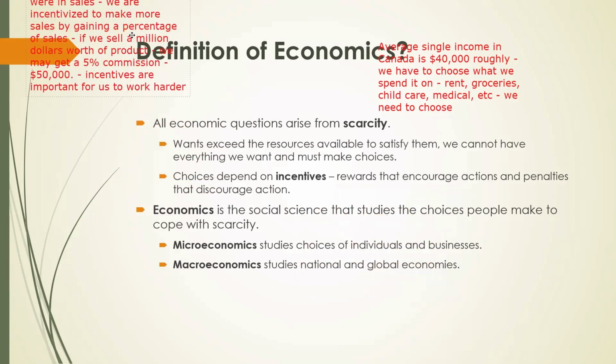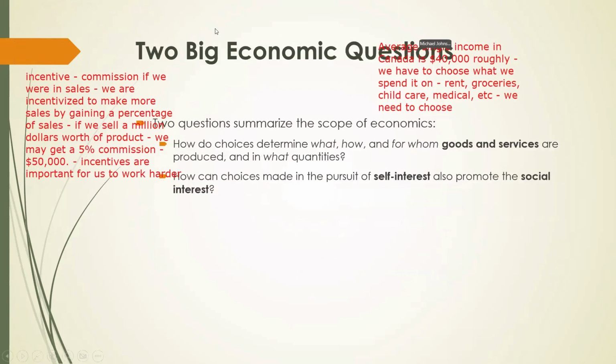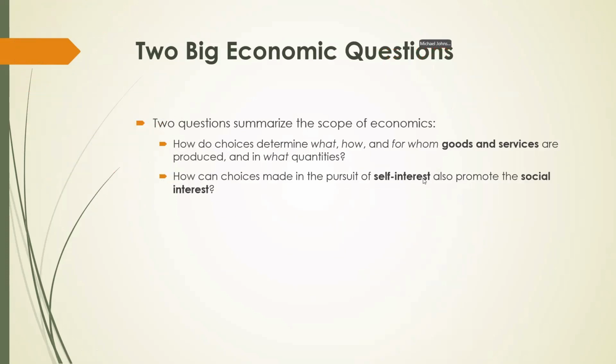So economics is a social science that studies the choices people make to cope with scarcity. Microeconomics studies choices of individuals and businesses. Macroeconomics studies national and global economies. So the two main economic questions are: how do choices determine what, how, and for whom goods and services are produced, and in what quantities? Does somebody want to try answering this question here?